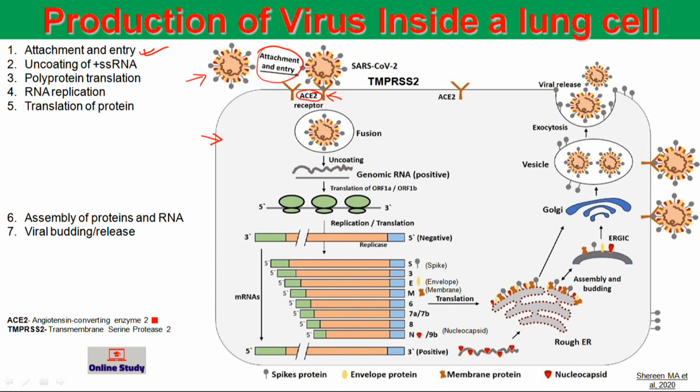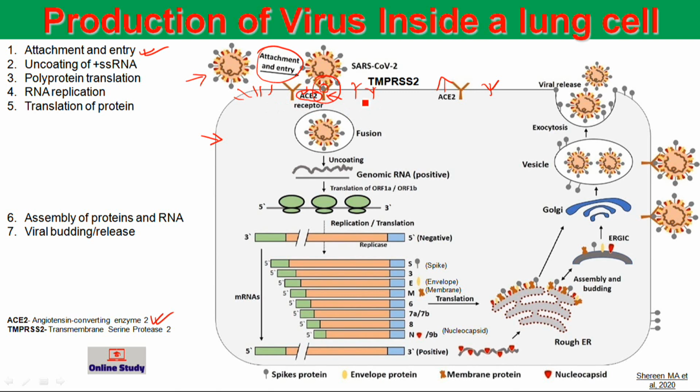But the question is, why does this virus actually bind to this receptor? Because they have structural homology. So the angiotensin-converting enzyme 2 and the viral spike protein have structural similarity. That's why they bind to this receptor. This angiotensin-converting enzyme 2 is highly expressed by the oral cavity epithelial cells and secretory cells like the type 2 pneumocyte inside of the lung.